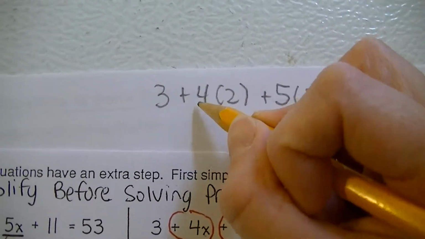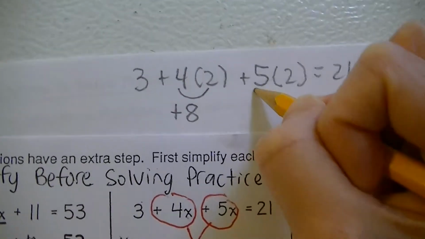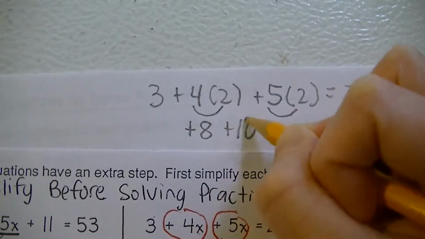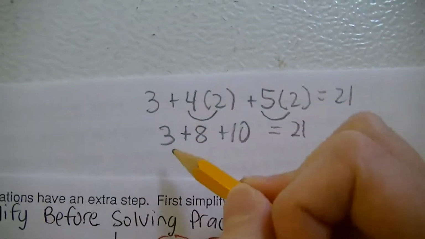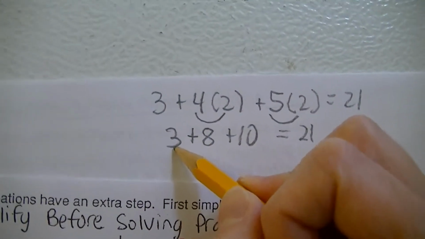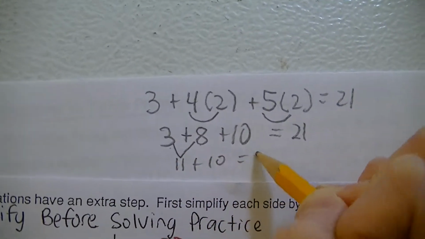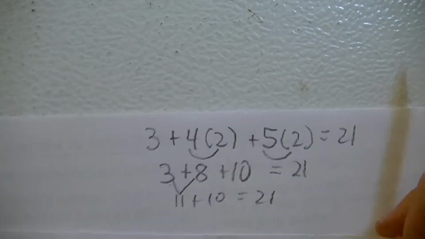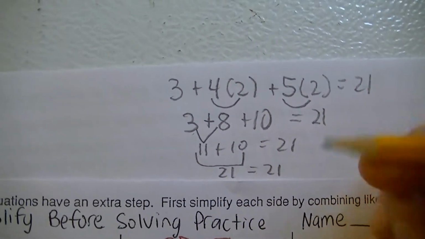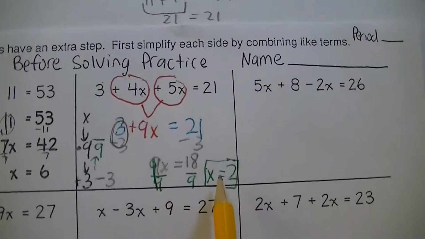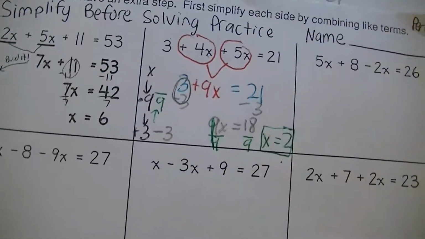Okay, so a positive 4 times a positive 2 is a positive 8. A positive 5 times a positive 2 is a positive 10. Bring down your 3. And then you have your 21 over there. So 8 plus 3 is 11. And then 11 plus 10 is 21. 21 equals 21. Okay, so we know that the solution of x equals 2 is correct. All right, let's go ahead and keep on going.